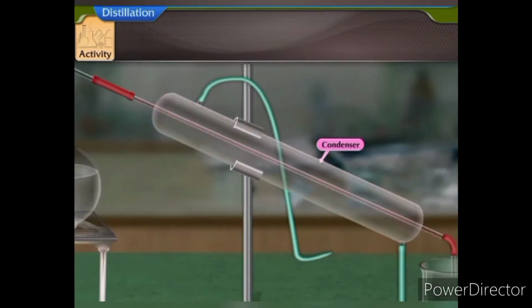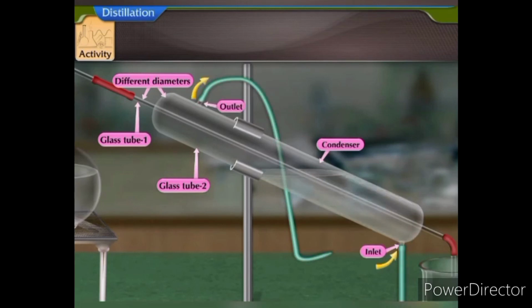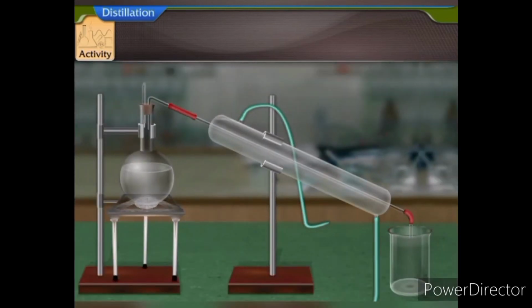A condenser has two glass tubes with different diameters. The glass tube with the smaller diameter is placed into the tube with a bigger diameter. There are two openings at each end of the outer glass tube, called the inlet and the outlet. These openings allow the circulation of cold water around the inner tube. Place the round bottom flask on a wire gauze placed on tripod stand. Now heat the round bottom flask with a burner.